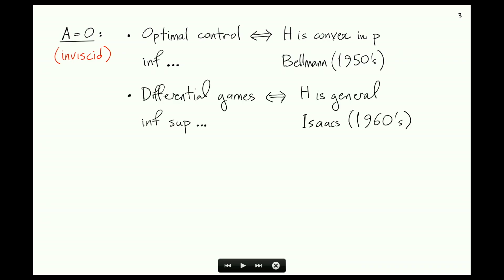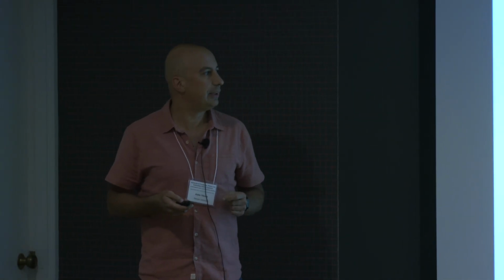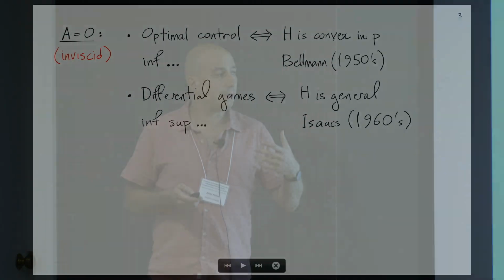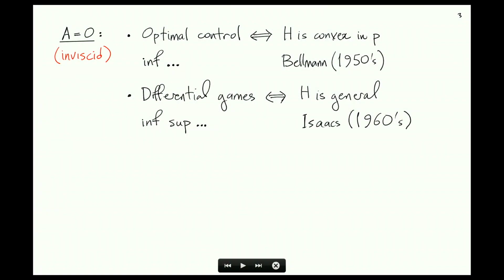Now, if you introduce a second player and they do inf sup, so this is a zero-sum differential game, then actually you get what we call an Isaacs equation. It's a form of a Hamilton-Jacobi equation where H is no longer necessarily convex. And in fact, you see these are double-sided arrows because for every convex H, you can write an optimal control problem. For every general H, you can write a two-person differential game. Now, this is in the inviscid case.